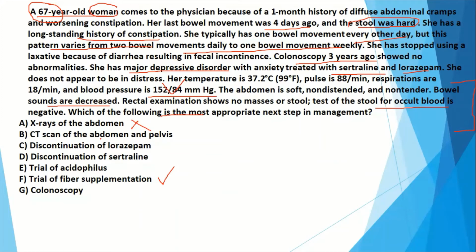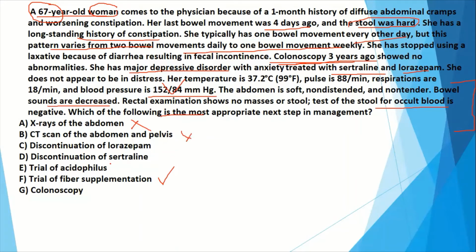CT scan of the abdomen and pelvis. Okay, CT scan of the abdomen and pelvis you can perform if you suspect any malignancy, any tumor, and suppose some tumor is found on colonoscopy, right? You perform colonoscopy and you found a tumor. So then you can go for CT scan of the abdomen and pelvis. At this stage, you don't need to undergo a CT scan of the abdomen and pelvis, which is an expensive test, right? So you can rule out this option.